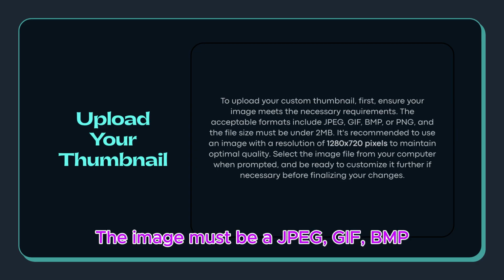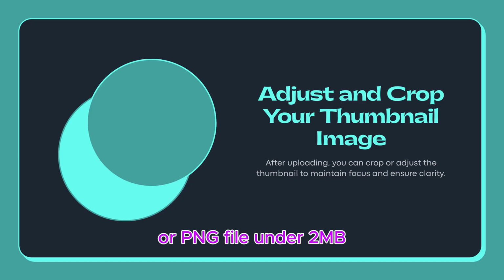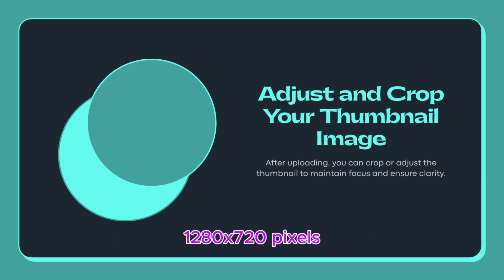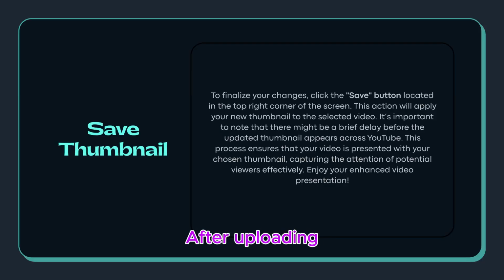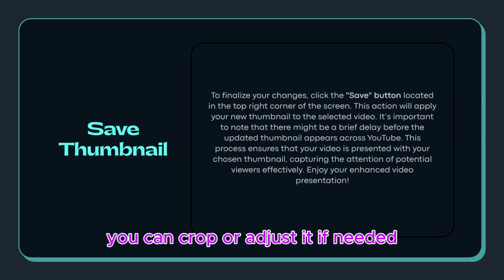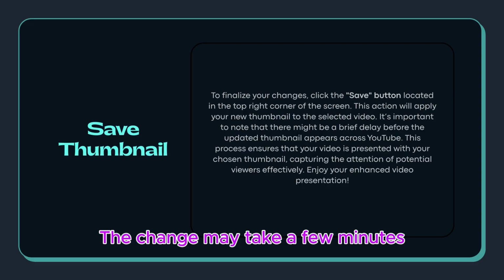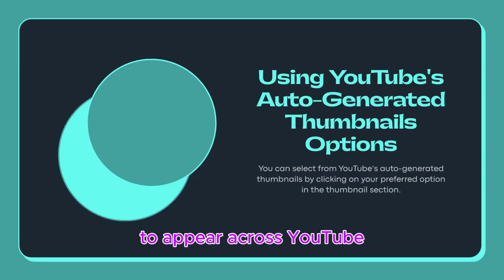The image must be a JPEG, GIF, BMP, or PNG file under 2 megabytes with a recommended resolution of 1280 x 720 pixels. After uploading, you can crop or adjust it if needed. Click Save in the top right to apply the new thumbnail. The change may take a few minutes to appear across YouTube.